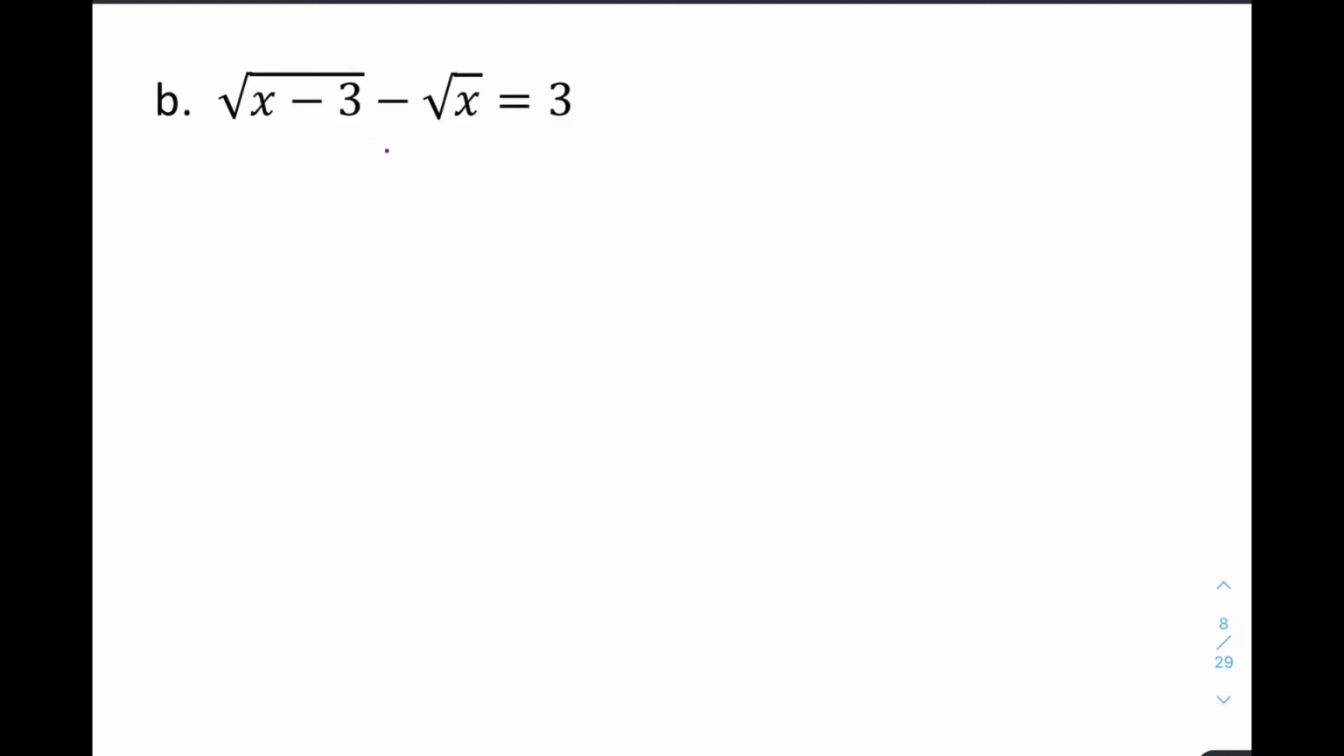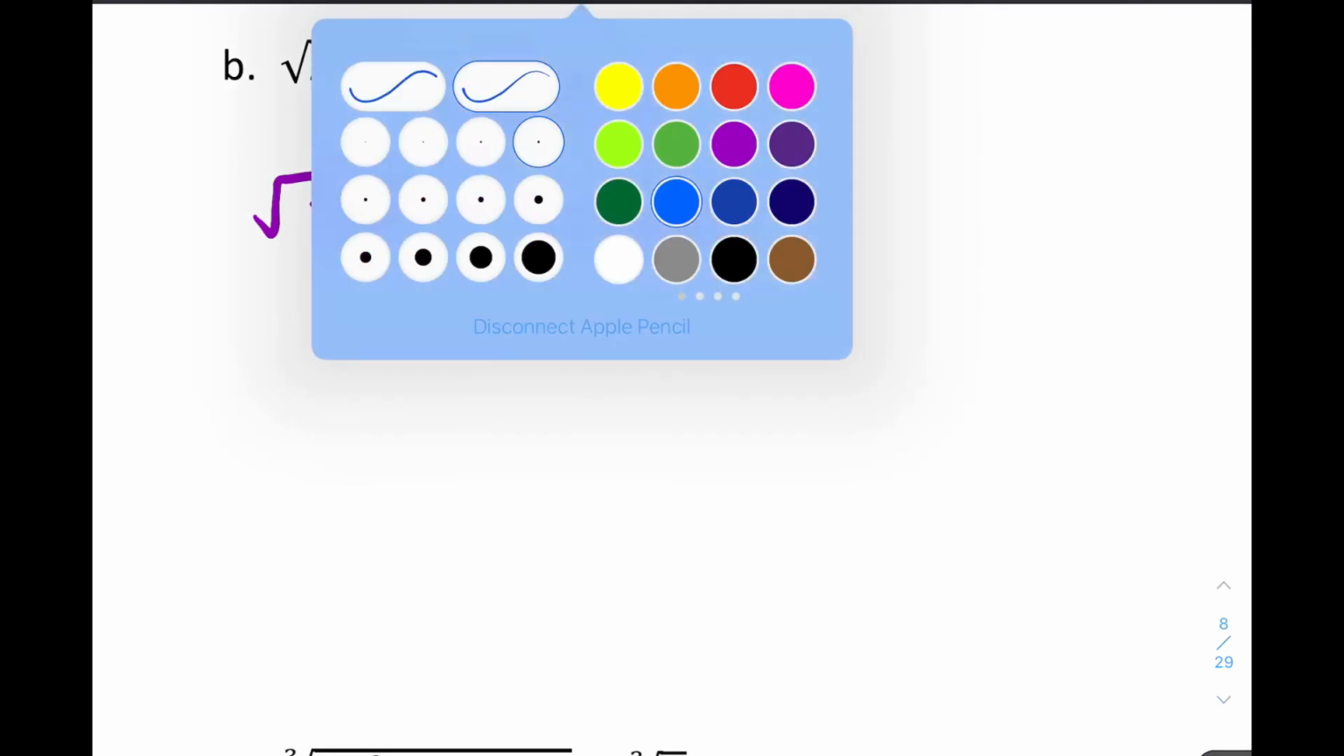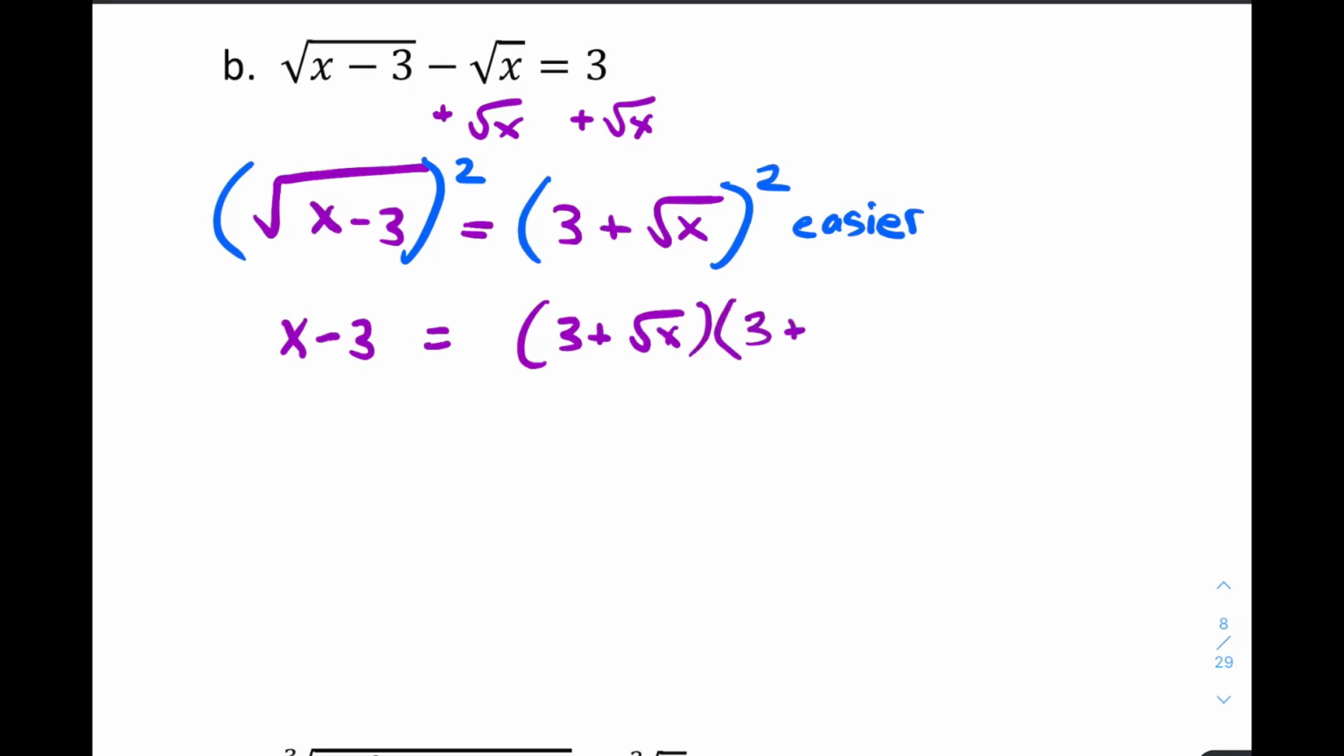Back to the beginning. A better choice is to get one radical on each side of your equation. So I'm going to add square root x over, and then I have 3 plus square root x on the right-hand side. Now I'm going to square both sides. It's still going to be a little bit messy on the right, but it is easier to square just a radical plus a number than it is to do two separate radicals.